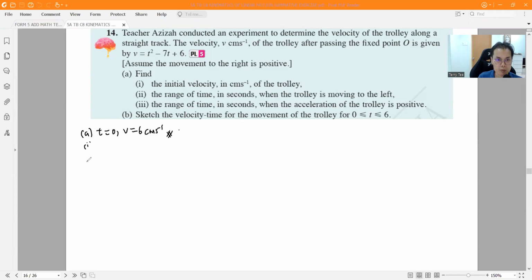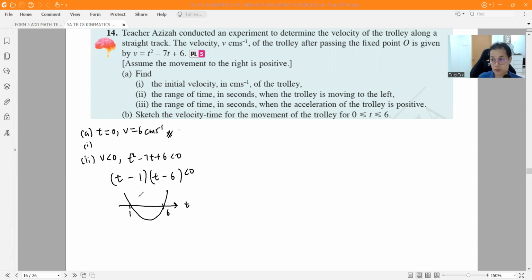Next, this is Roman 2: the range of time in seconds when the trolley is moving to the left. We know the trolley moves to the left when v is less than 0. So we are going to take this. Let me write one more step: t squared minus 7t plus 6 less than 0. Let us double bracket factorize this, 6 and 1, minus and minus. Let's sketch a graph. The roots are 1 and 6. It's less than 0 when the region is below. More than 0 is this, and less than 0 is below, so we highlight and shade this region. So t is between 1 and 6. The range of time is between 1 to 6.